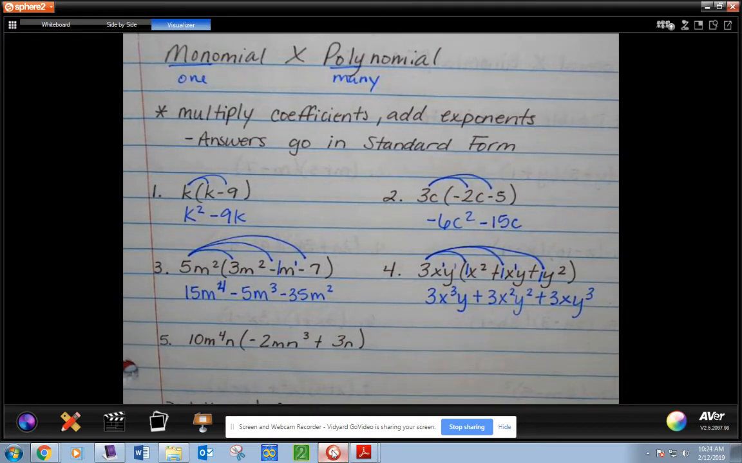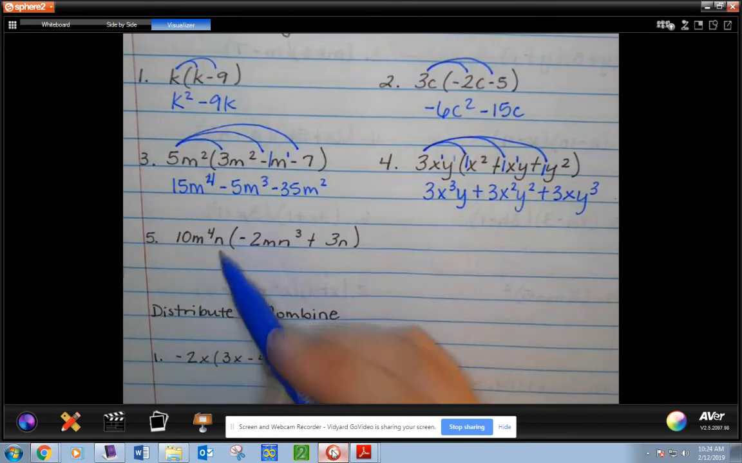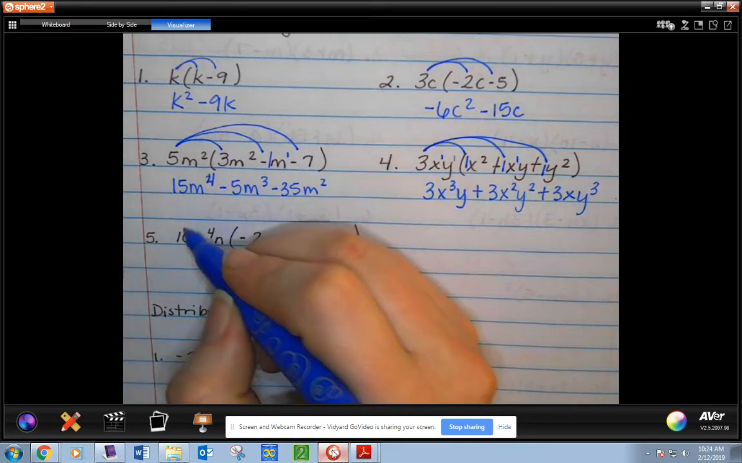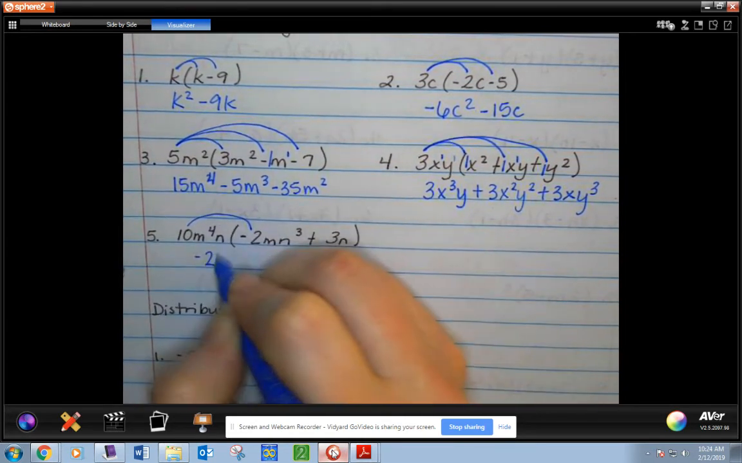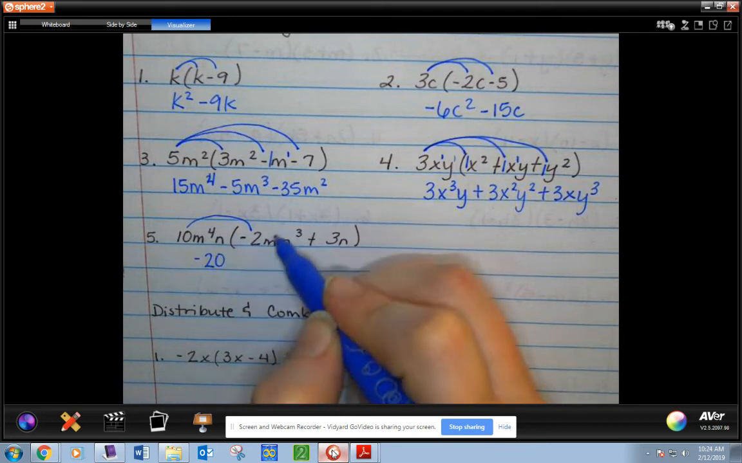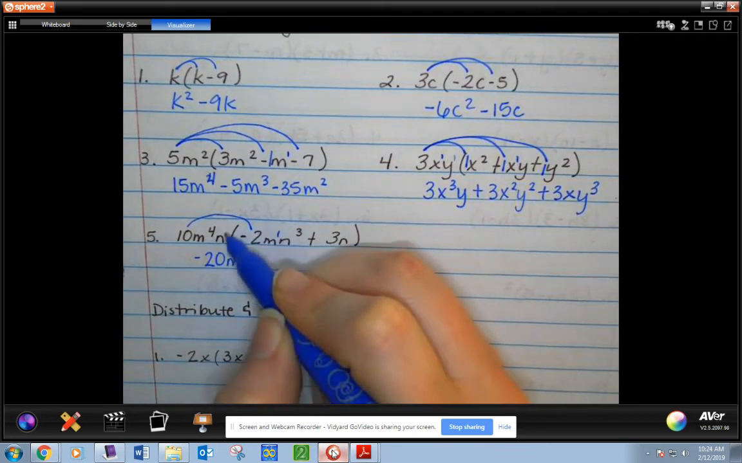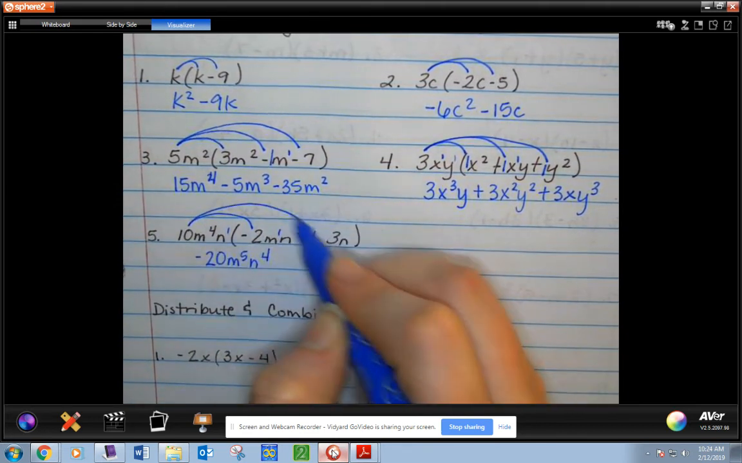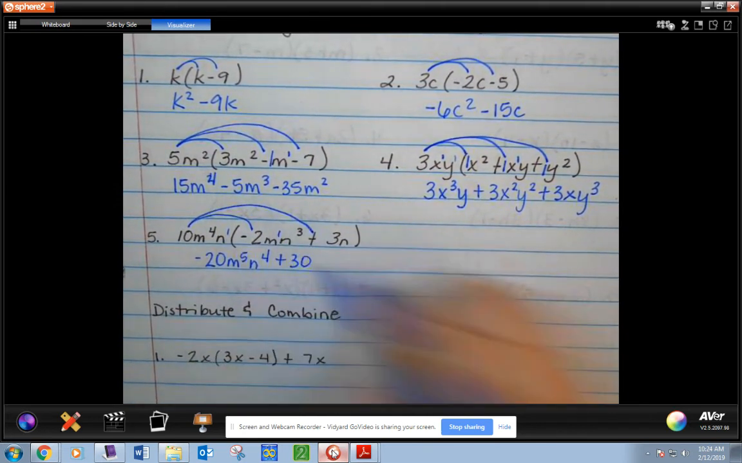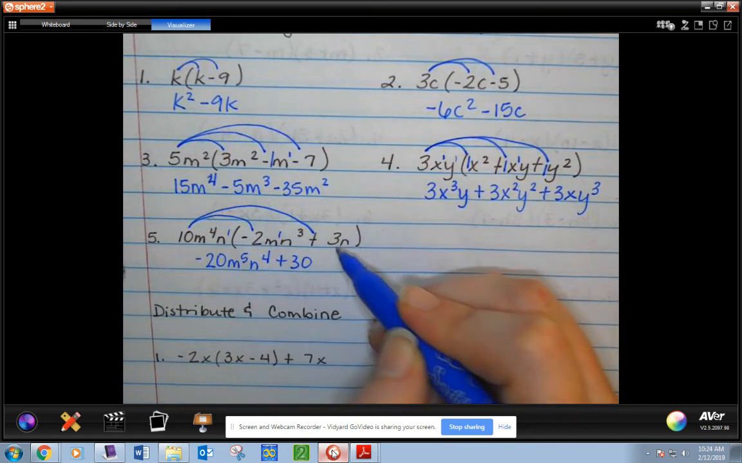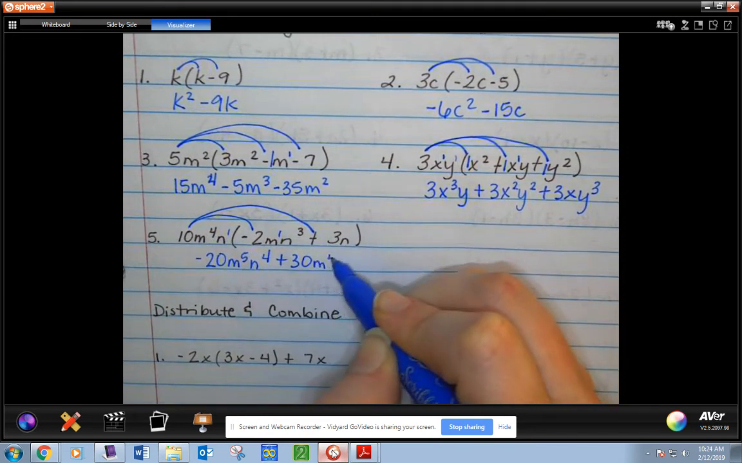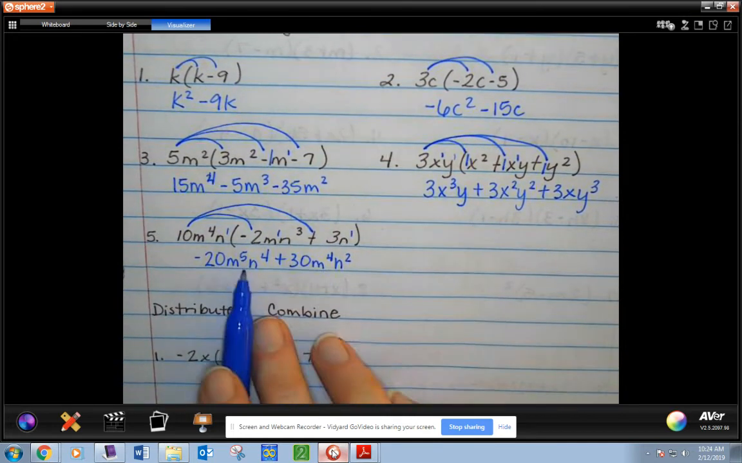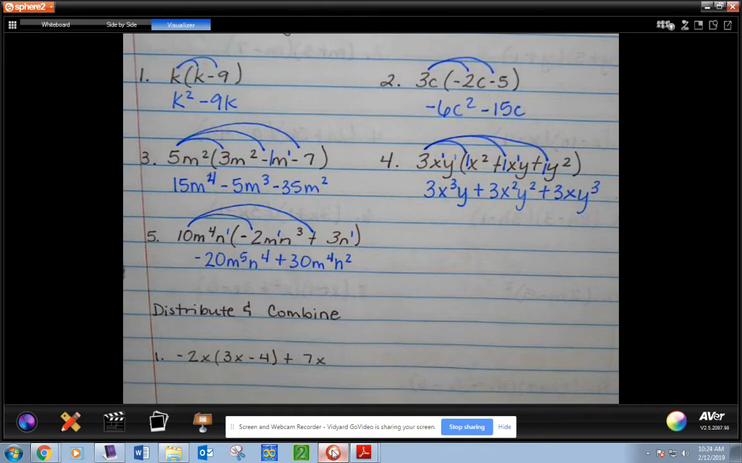Moving to my example 5, I have 10m to the fourth n times negative 2mn to the third plus 3n. I'm going to multiply those coefficients, and that gives me negative 20. And I'm going to add these letters. So an m4 and an m1 makes m5. An n1 and an n3 makes n4. Now I'm going to do 10 times 3, which gives me 30. And I'm going to take my m4. There are no other m's, so I just keep m4. And I take n1 and n1, and that gives me n squared. Since these letters are not the exact same, you are done.